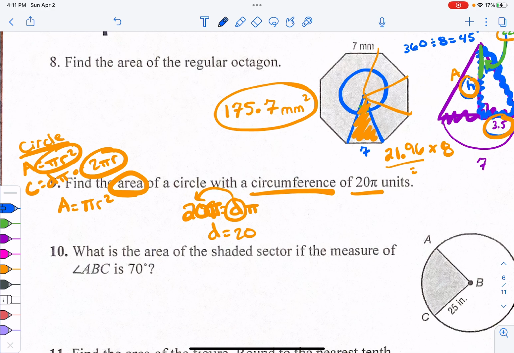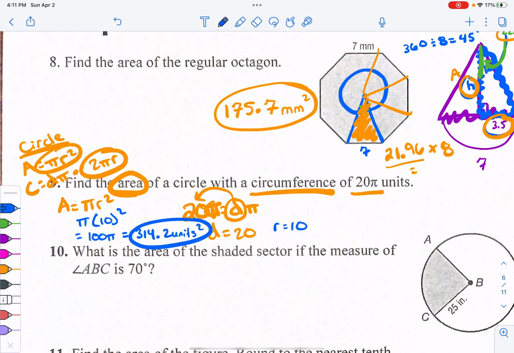Okay, all right, so if the diameter is 20, then the radius is 10, and then all I have to do is plug 10 into my formula, and I get 100 pi, which is going to be 314.142 units squared. That's what it will be, ish, if you type that in. Okay, so that was number 9.